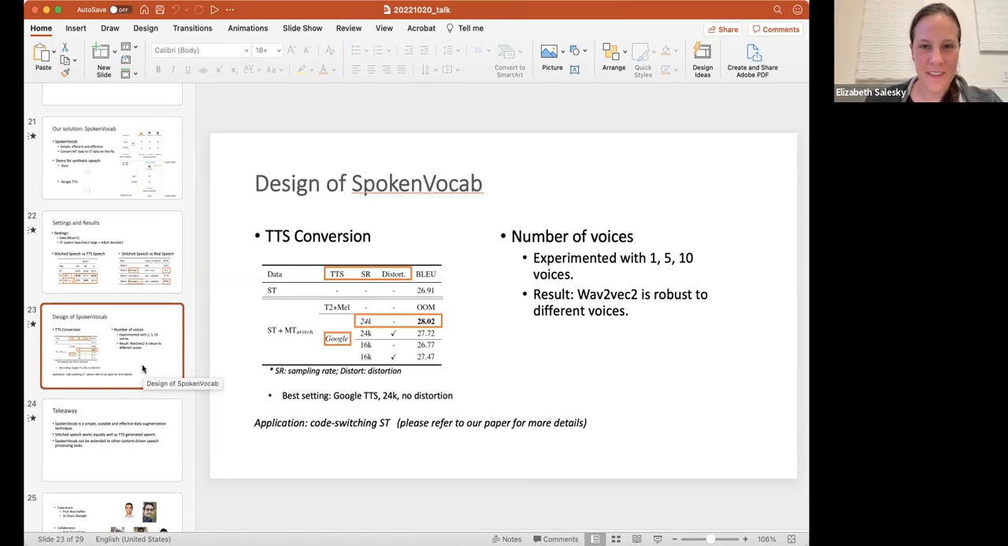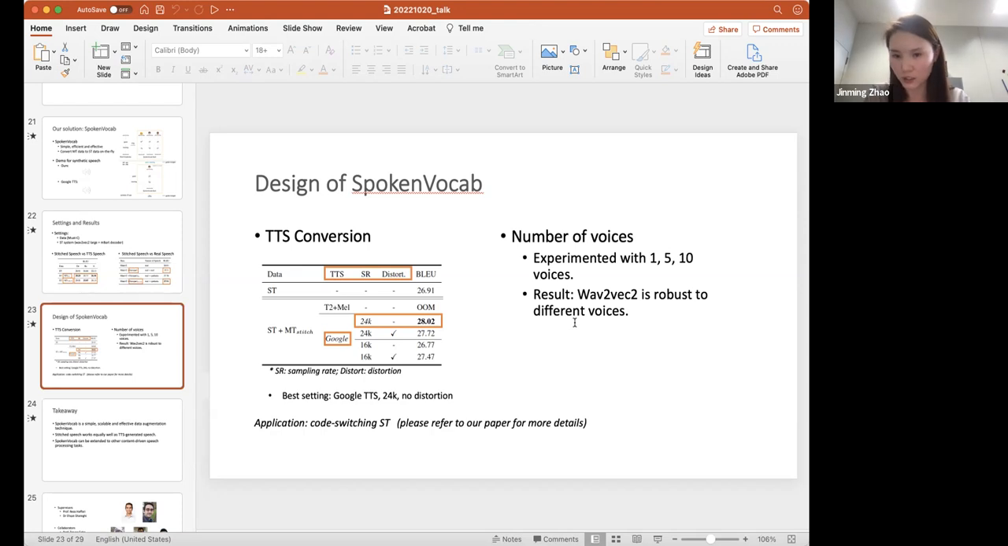Actually, in terms of voices, what I have found is also what I mentioned just now when I was presenting this slide. The three systems that we train have similar performance, and so what it tells us is that with Wav2Vec2, just in terms of pre-trained encoders, it's robust to different voices in speech translation.